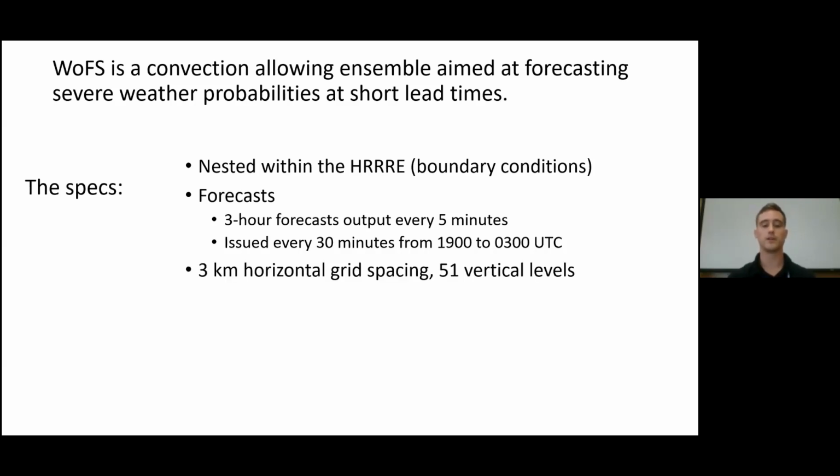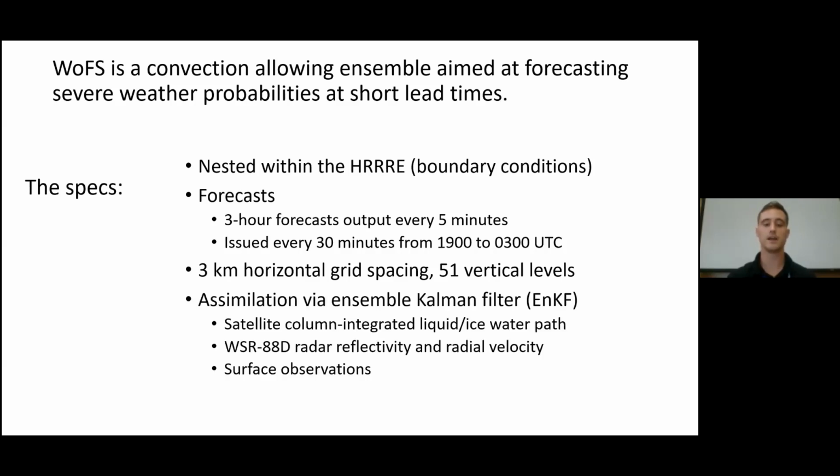This model is run at 3-kilometer horizontal grid spacing and has 51 vertical levels. And it also assimilates real observations made with the satellite, WSR-88D, and surface observations. And it does this through an ensemble Kalman filter.